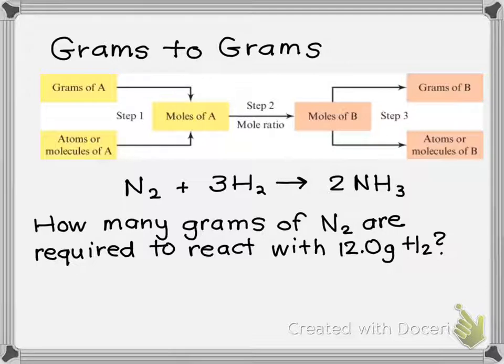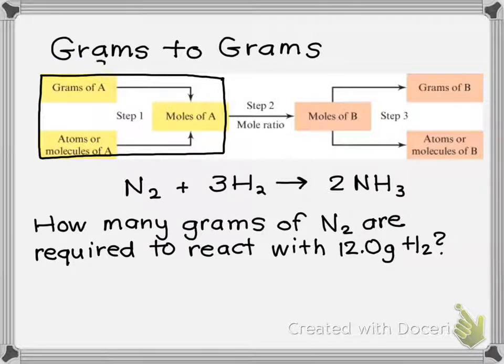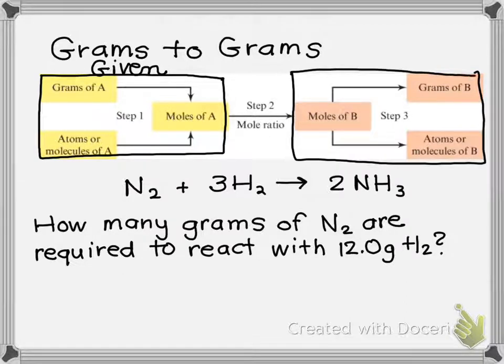So in the case of going from grams to grams, remember when we're thinking of our map here from your textbook, here in the yellow, the letter A represents what we're given. And then here in the peach, this side represents what we are trying to find. In the case of grams to grams, what it means is we're going to be given grams, and we have to come all the way over here to grams.